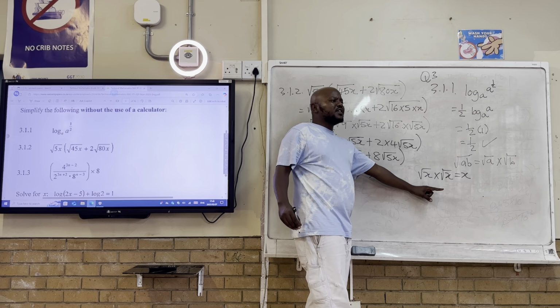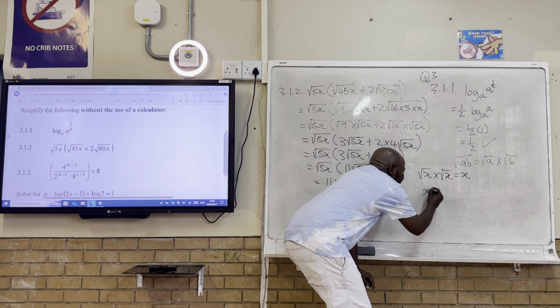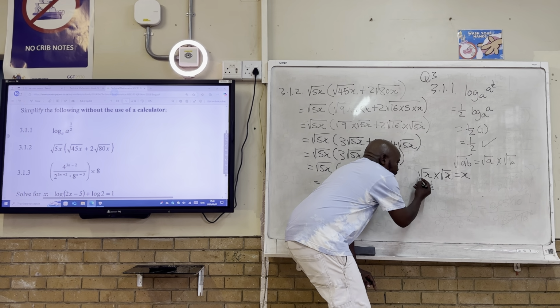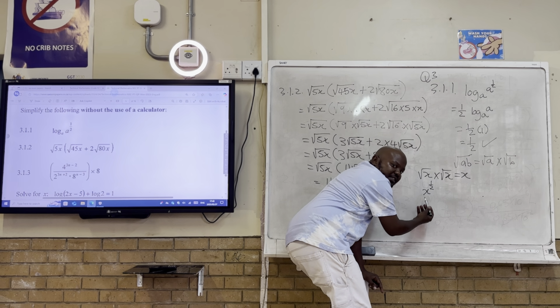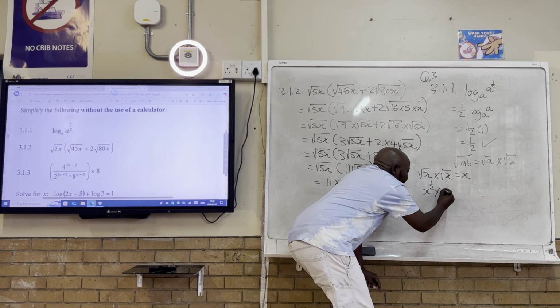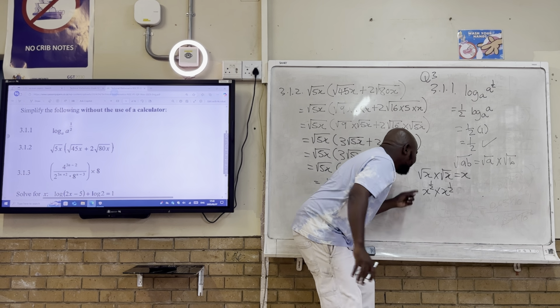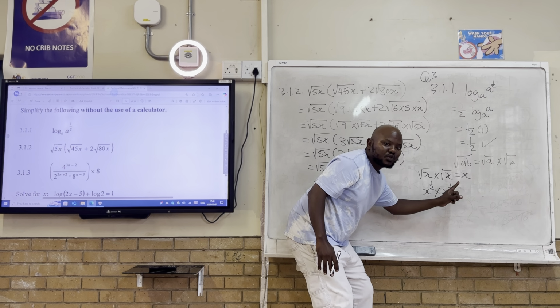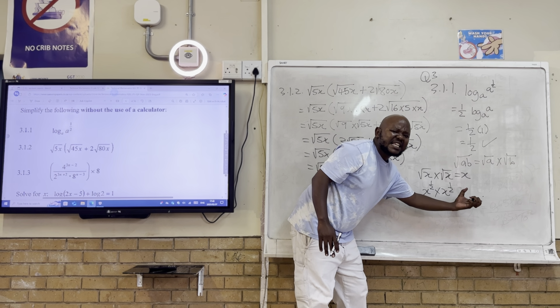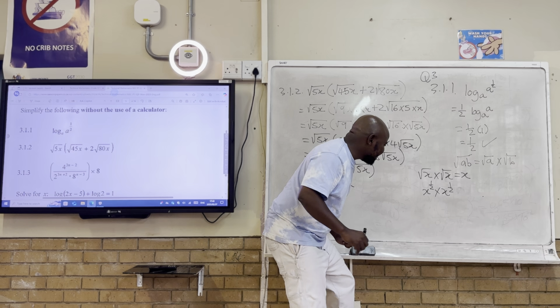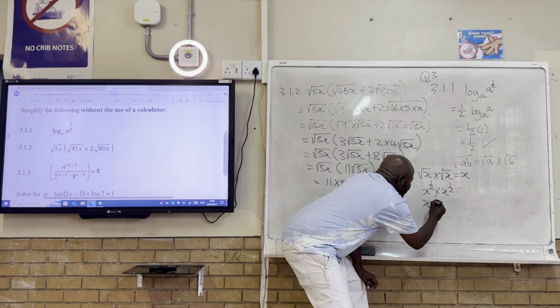What is the result of this now? Remember we have x to the power of what? Of half. When we have the root of x, this is the same as what? x to the power of half, multiplied by x to the power of half. Which is now multiplying the same bases. What do we do? We add the exponents. What is the name of that rule? Product rule.